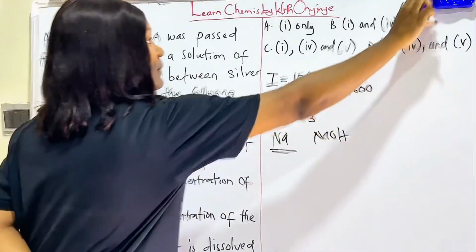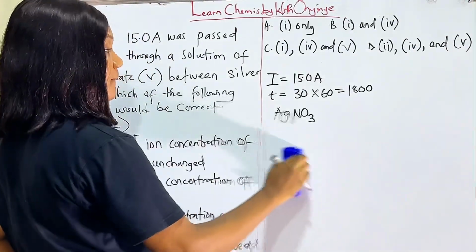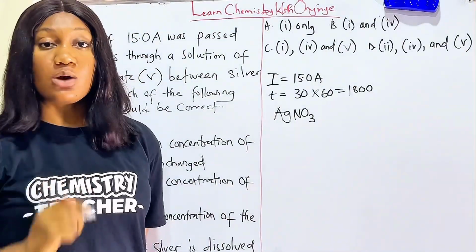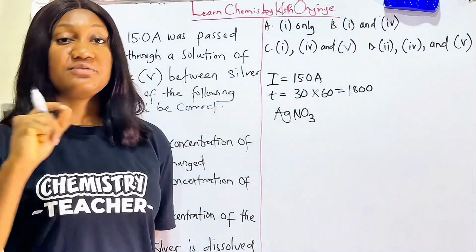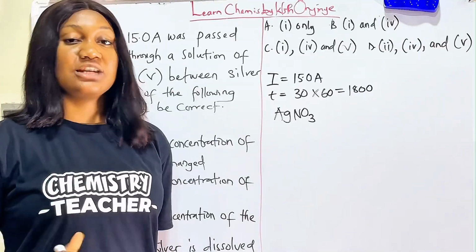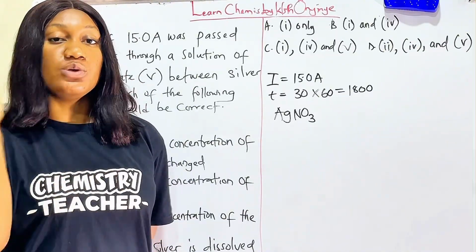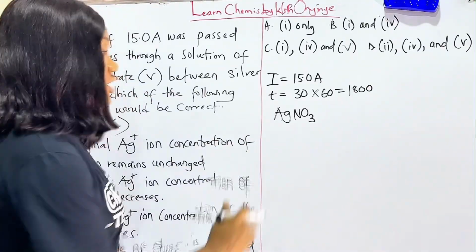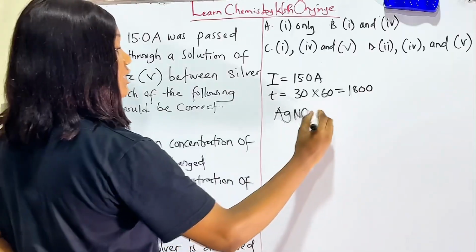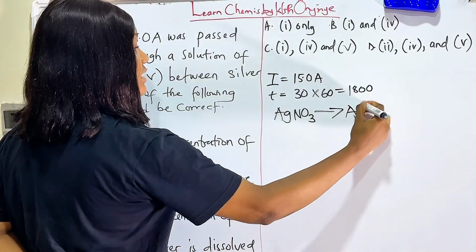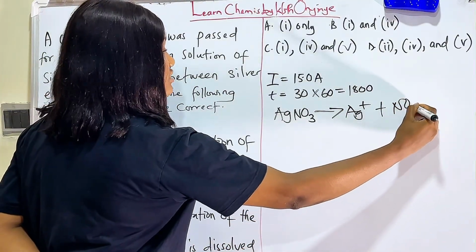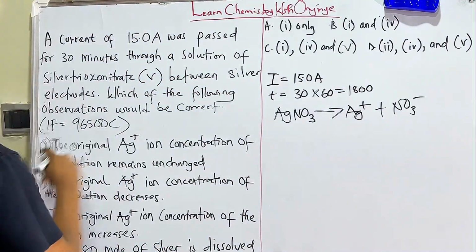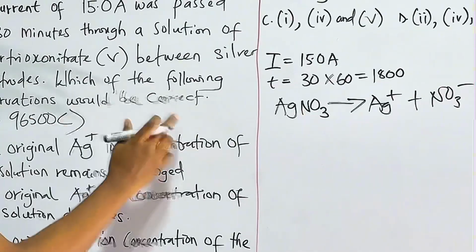So once current passes through an electrolyte, because it is a compound made up of different ions, that electrolyte will dissociate itself, will separate into its respective ions. So here, when current passes through this, we are going to get silver and trioxonitrate(V). This is a radical, this is a metal. All right. Which of the following observations will be correct?